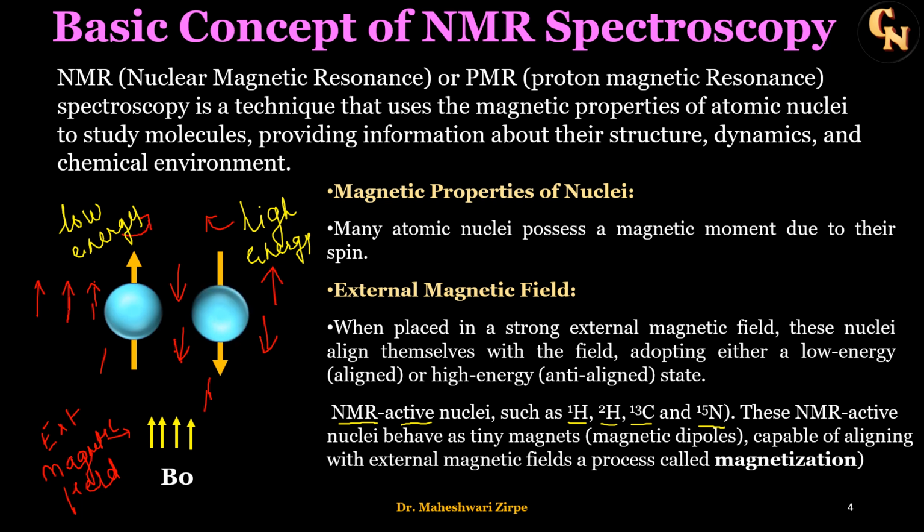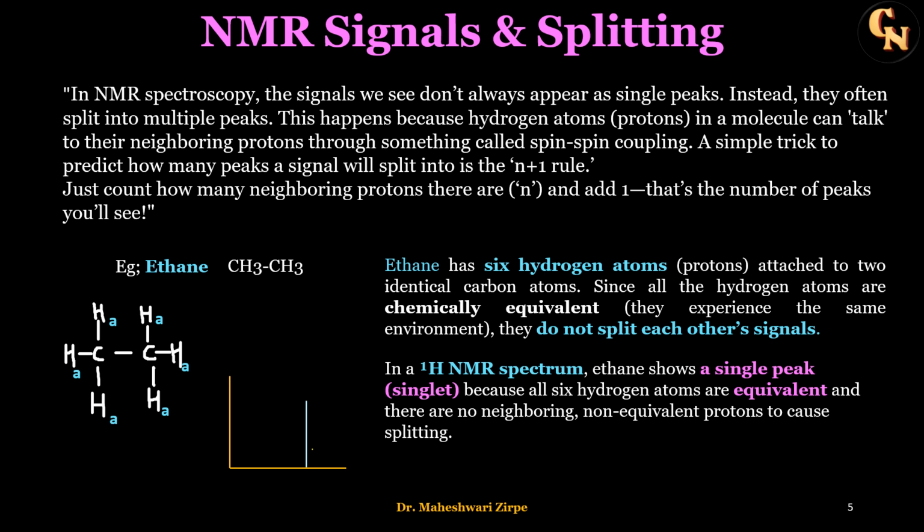So you can see here, I've shown how the electron, the nuclei is spinning. So now let us understand NMR signals and its splitting.